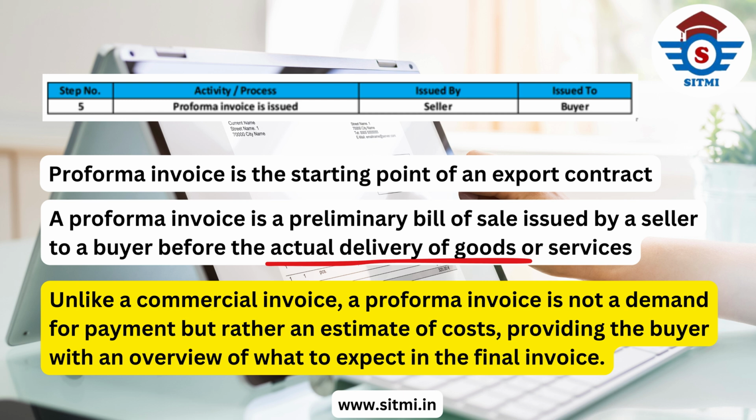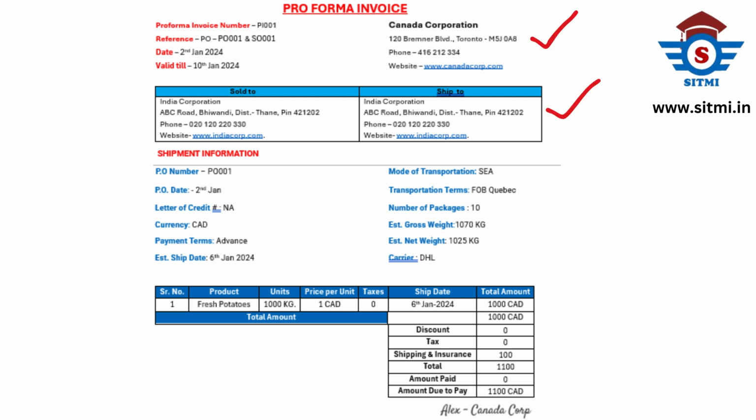Now let's see what is included in the Proforma Invoice. Here's what is typically included in the Proforma Invoice. First one, the seller and buyer information. The Proforma Invoice includes the names, addresses, and contact information of both the seller and the buyer. The second point is Proforma Invoice number. Each Proforma Invoice is assigned a unique identification number for tracking and reference purposes.